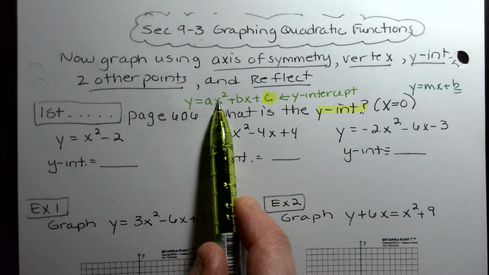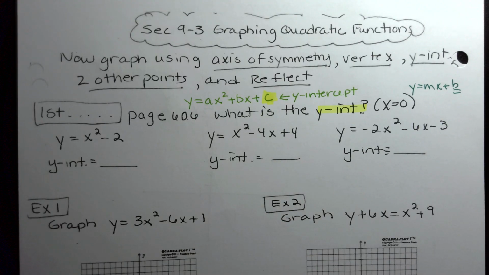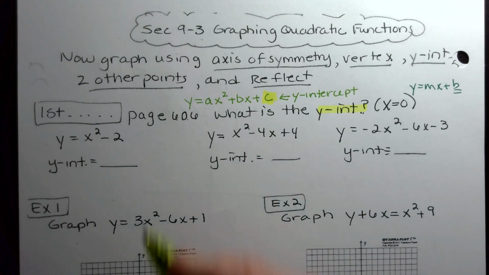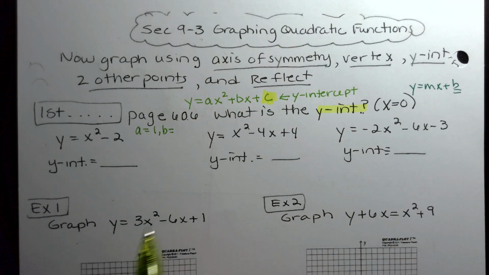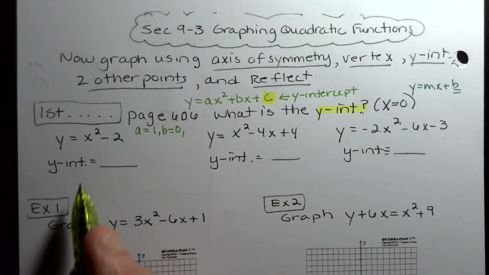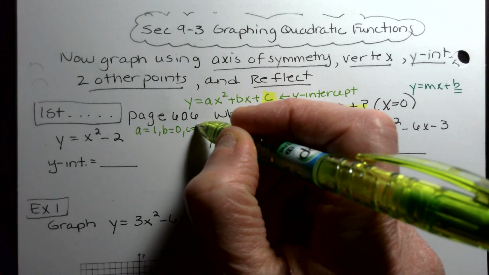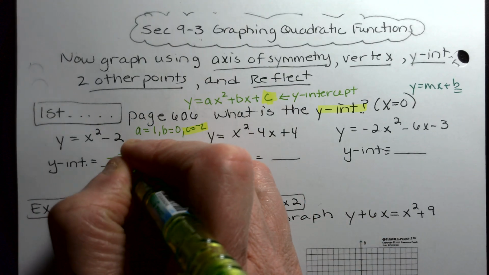So if x is 0, those two terms fall out. So whatever this is, that's your answer. So let's look at this one. What's your y-intercept, class? Well, what's your a? Your a is 1. What's your b? No, it's not -2, it's 0. There's no x term in here. Remember, b is before the x. What's your c? -2. That is your y-intercept, -2.